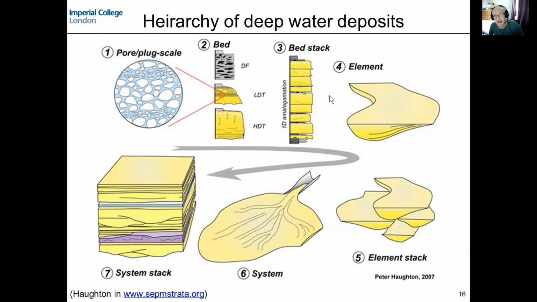Let's now think about how those beds stack up into elements and then into systems. And the key thing here is I'm going to show you examples of, for example, channels and other types of geometries. The key thing is those are made up of lots and lots of stacked beds. We're not just thinking about this forming during one gravity flow, but maybe over the course of hundreds or thousands of gravity flow events.